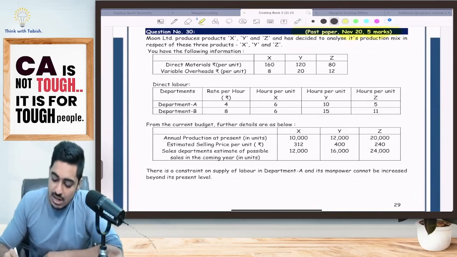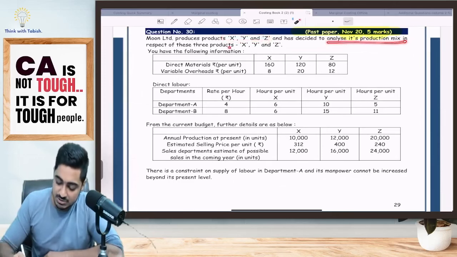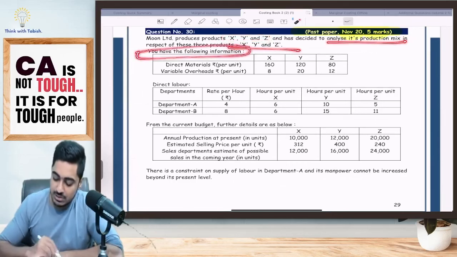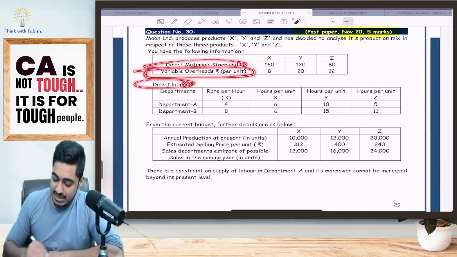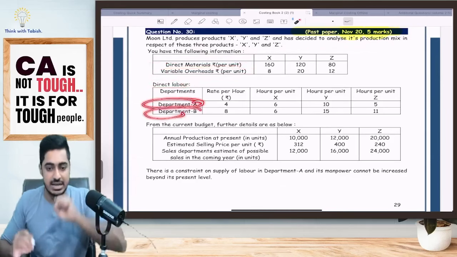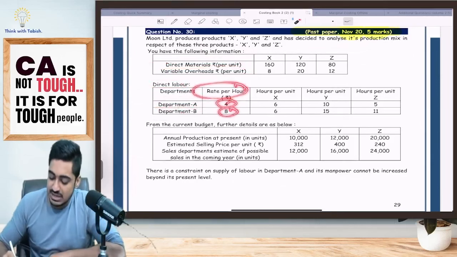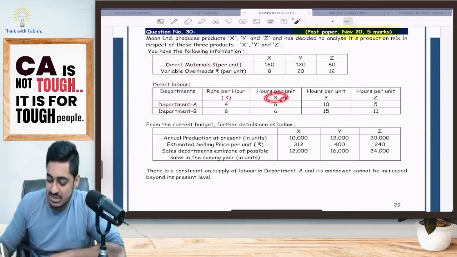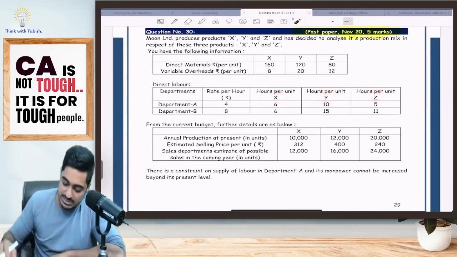Now pay attention. Moon Limited produces 3 products, X, Y and Z, and has decided to analyze its production mix in respect of 3 products. You have given the following information. Direct material is given, variable overhead is given. Direct labor. We are working in 2 departments. Department A is there, department B is there. Rate per hour for 1 hour, how much we are paying is given. And to produce X, how much hours is needed. To produce Y, how much hours is needed. To produce Z, how much hours is needed.